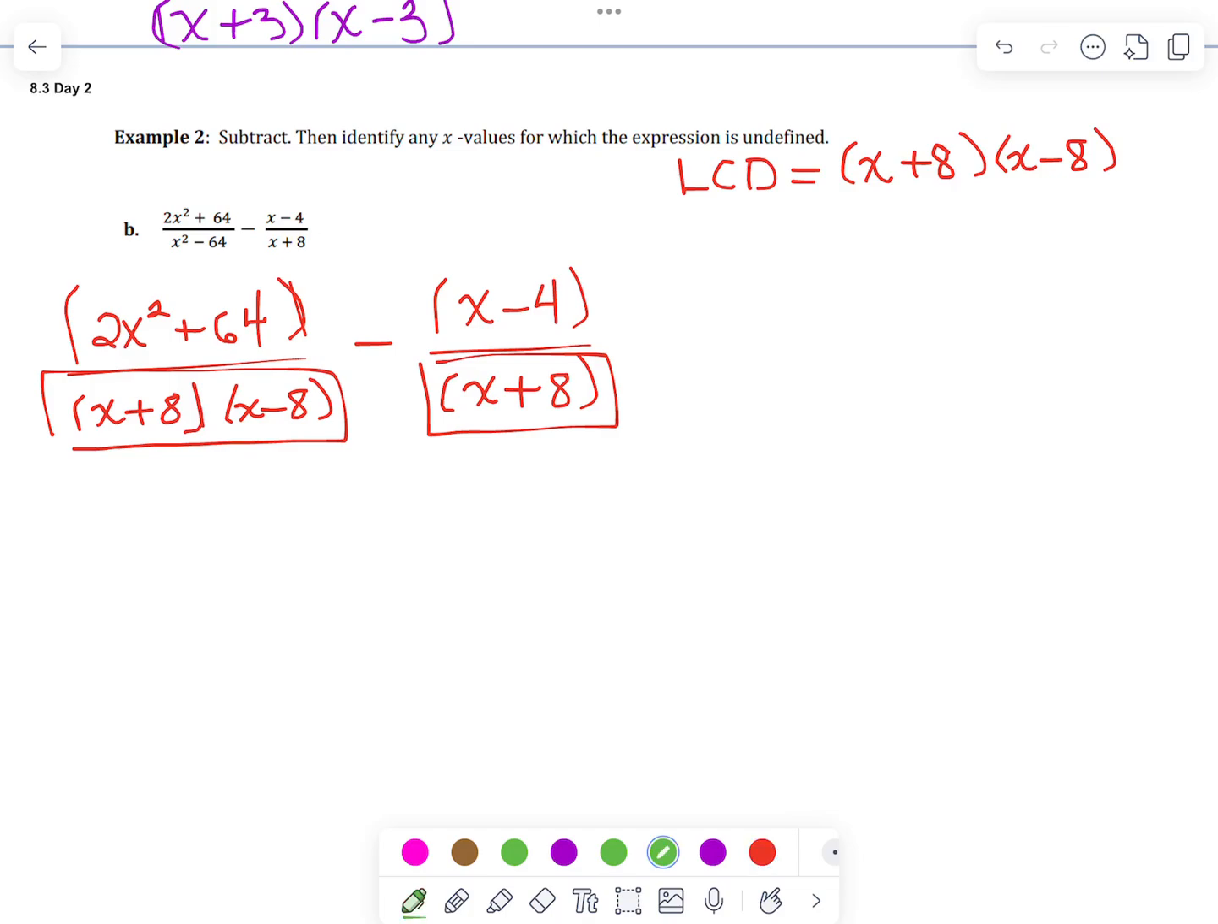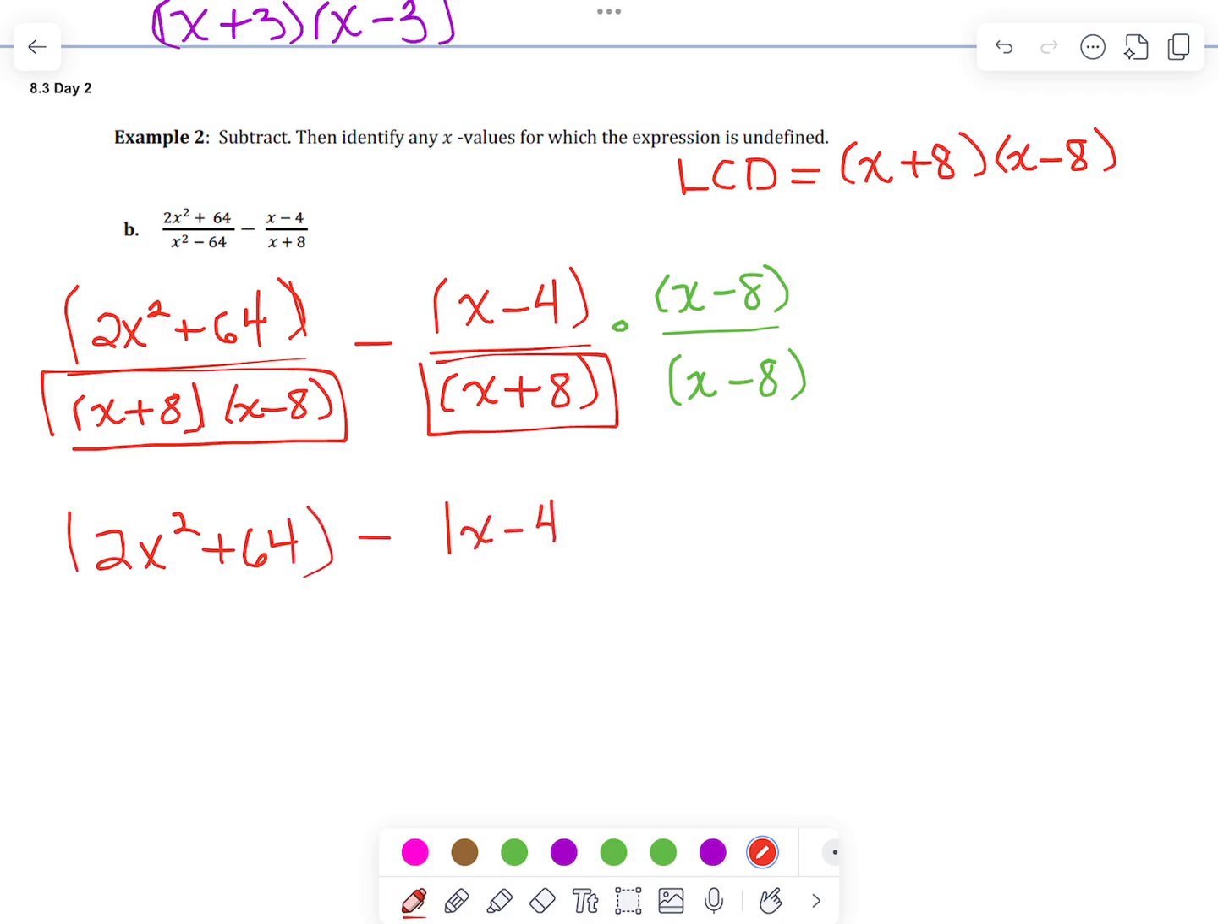So what we do is we multiply the numerator and the denominator by what we're missing from the LCD. Now our fractions are alike. So we can go ahead and combine the numerator. So we have 2x squared plus 64 minus x minus 4, x minus 8, all over our LCD.